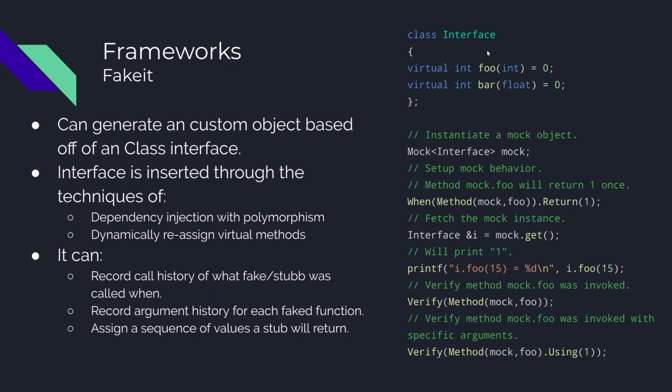We have some interface. It has a foo and a bar method, and we make a mock and pass in the interface object. Then we say when the method foo is called from the mock, whenever it is called, return a 1. Here we can make an interface reference, get the object reference from this particular mock object. Then when we run i.foo, it will print out 1.